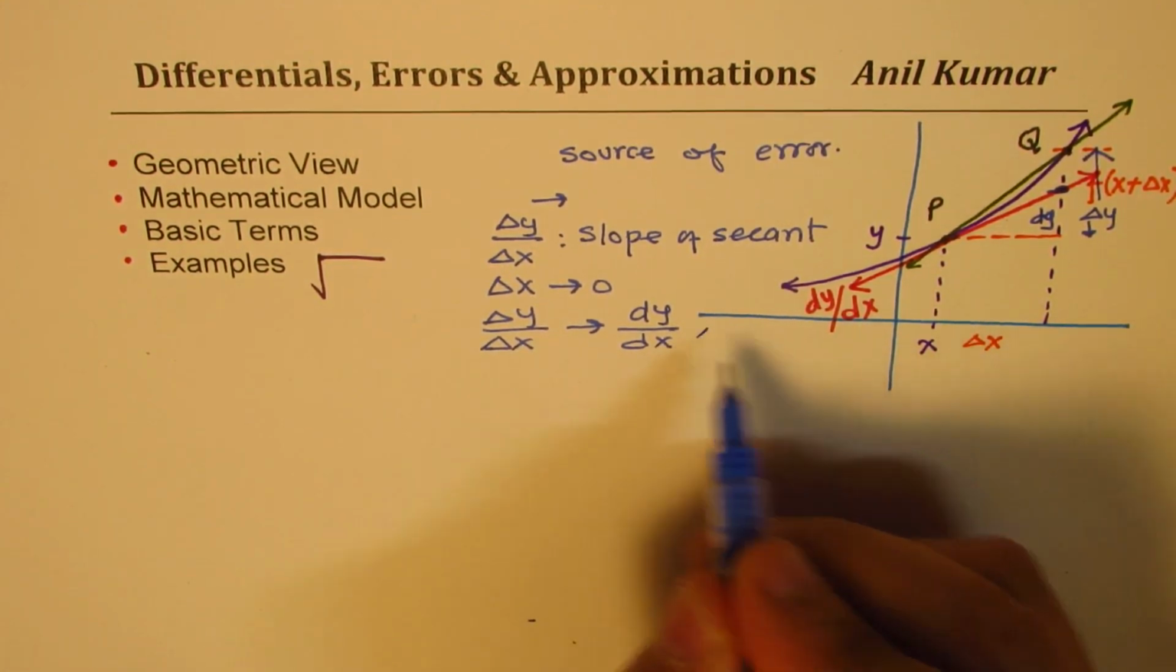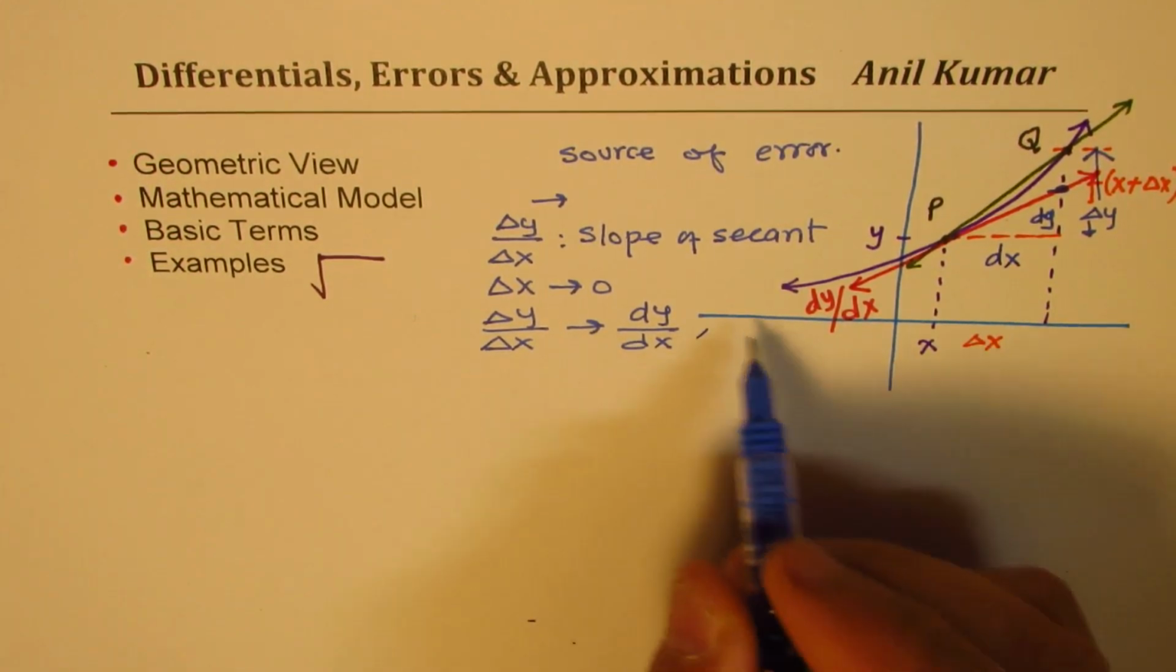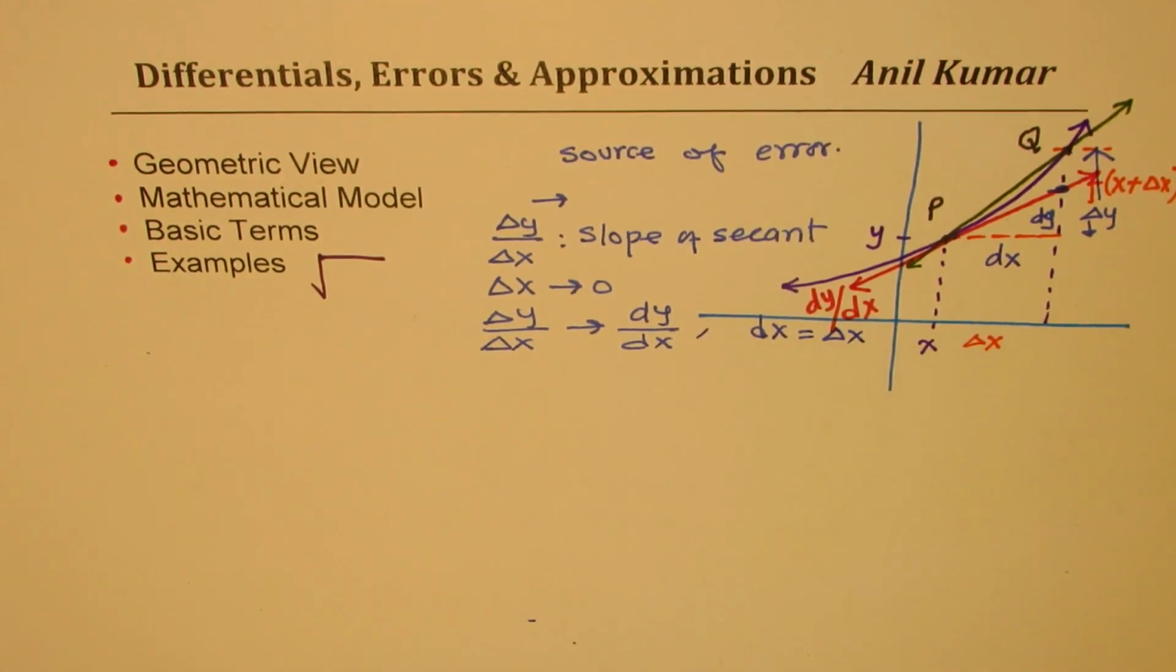However, what you notice here is that dx and delta x are the same. So for our calculations, dx is equal to delta x. Right? This is very important to understand. Correct? So that is the geometry part of what we were trying to think about, right?